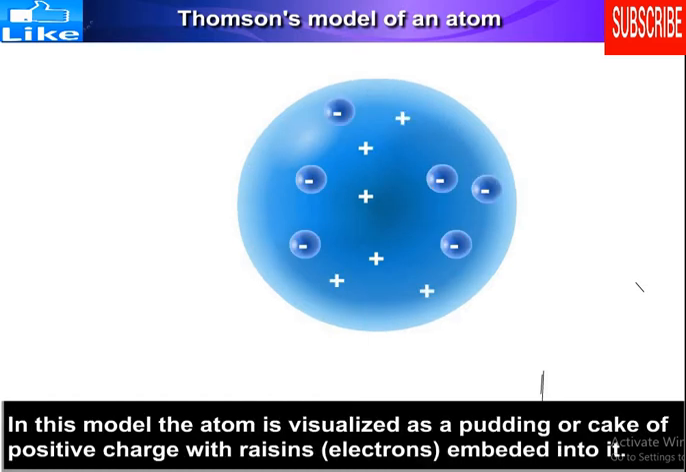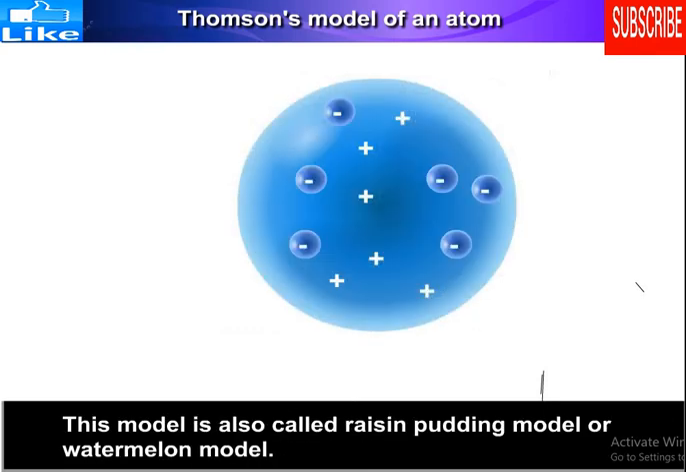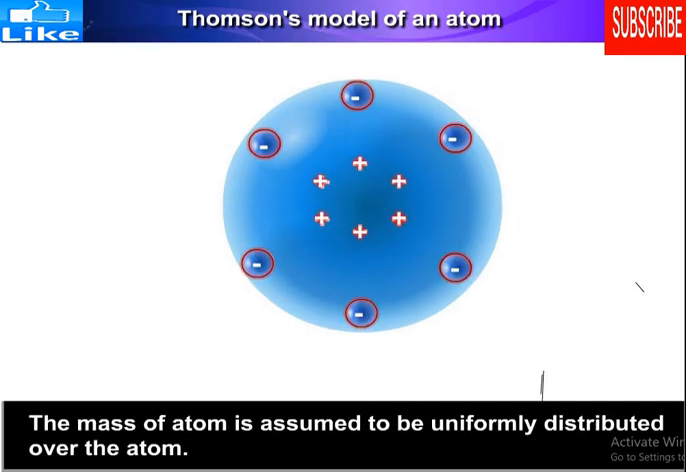In this model, the atom is visualized as a pudding or cake of positive charge with raisins, electrons, embedded into it. This model is also called raisin pudding model or watermelon model. The mass of atom is assumed to be uniformly distributed over the atom.